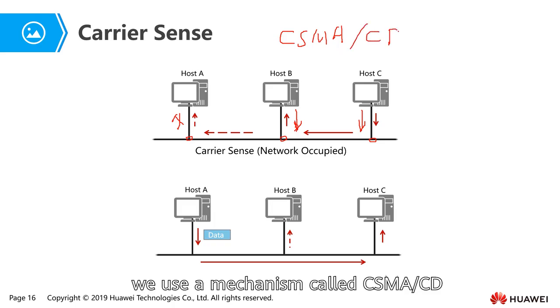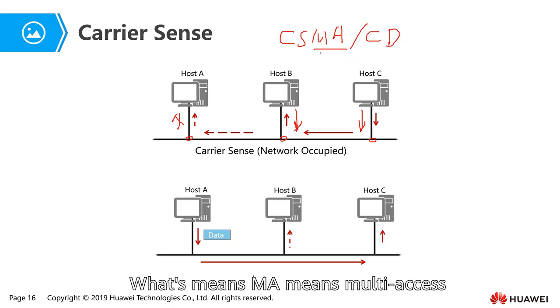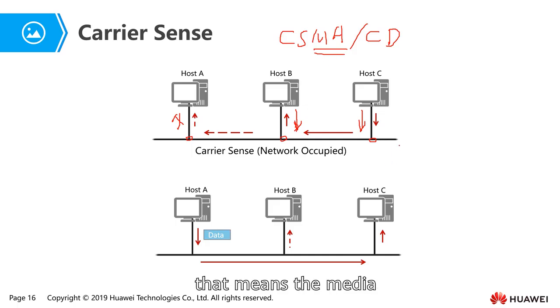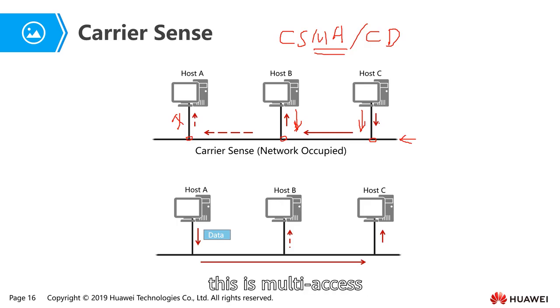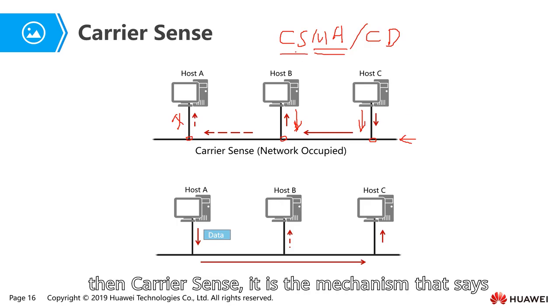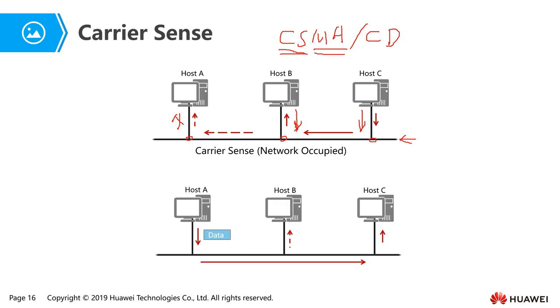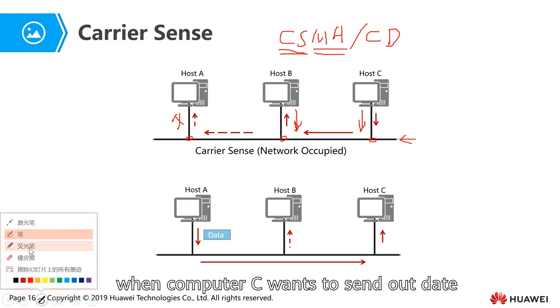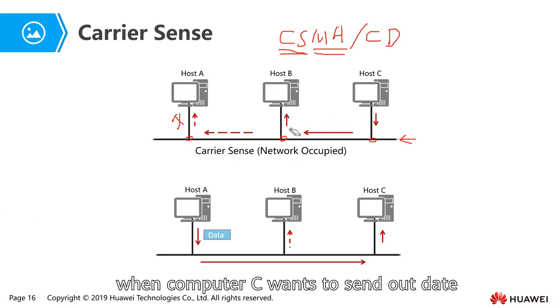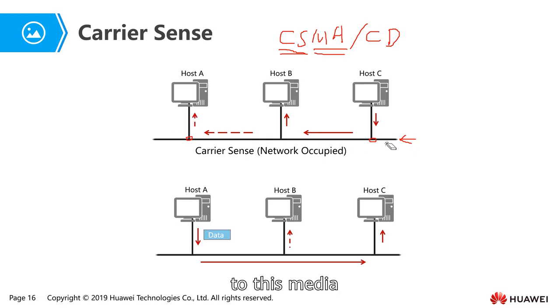What does it mean? MA means multi-access. That means the network media is accessed by many computers, many hosts. Many devices use the same media. This is multi-access. Then carrier sense. Carrier sense is a mechanism that says when computer C wants to send data to this media, it should first listen to the media.